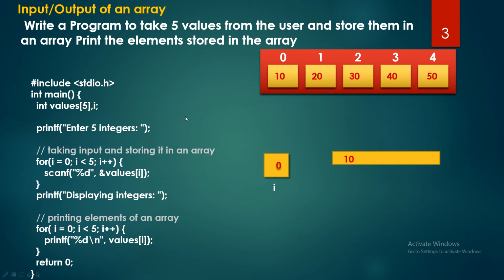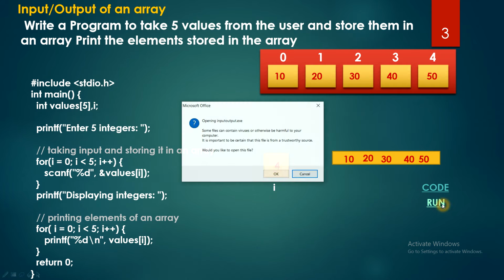Next time i becomes 1, so it is 20. Next time i is 2, it prints 30. It is 3, it prints 40, and last time it is 4, so it prints 50. In this way you can take 5 values from the user and store them in an array, and you can easily print the elements stored in the array.